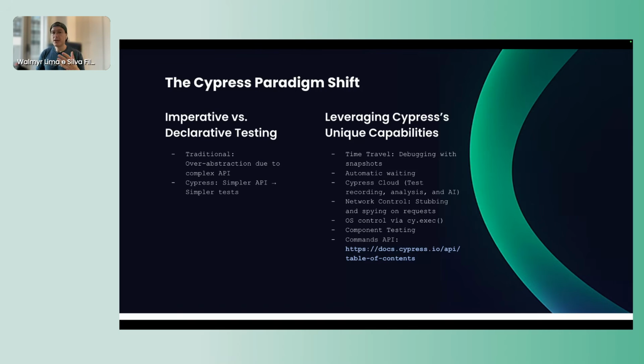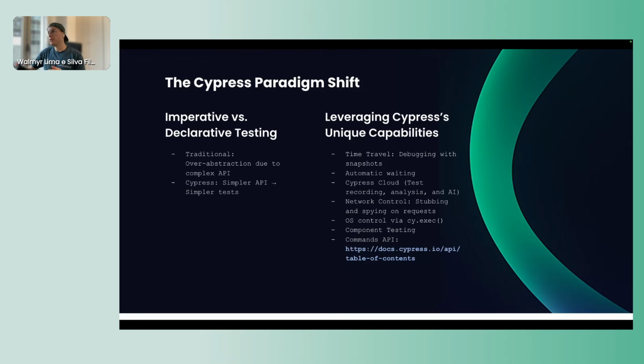So if elements take longer to appear on the screen, Cypress will automatically wait for them before the test fails. Of course, we have the Cypress Cloud, which is an awesome service that allows us to record our tests in the cloud, have analytics information, and now AI-powered features like the cy.prompt that was announced by Brian on the first day.